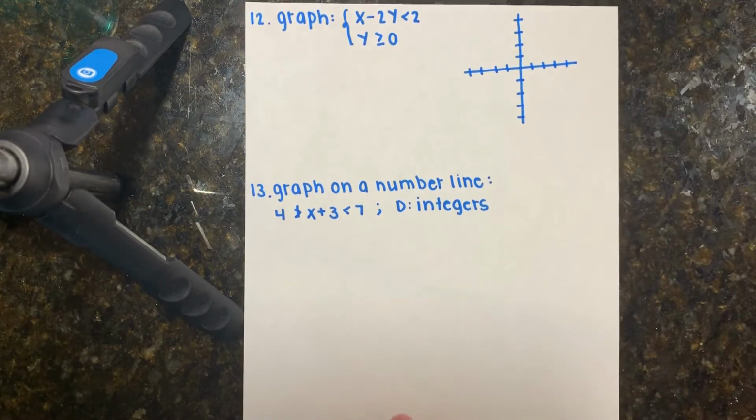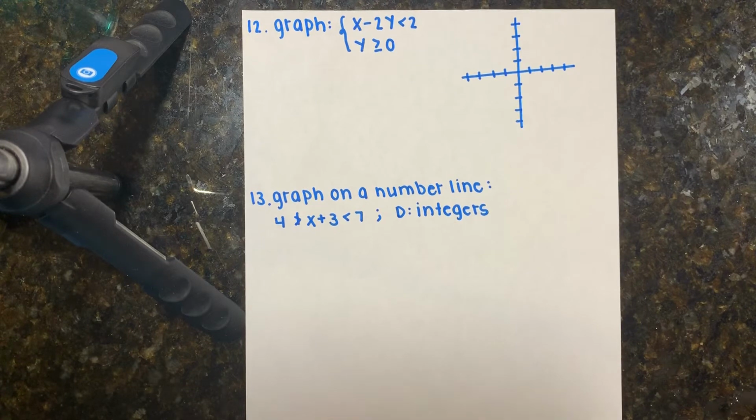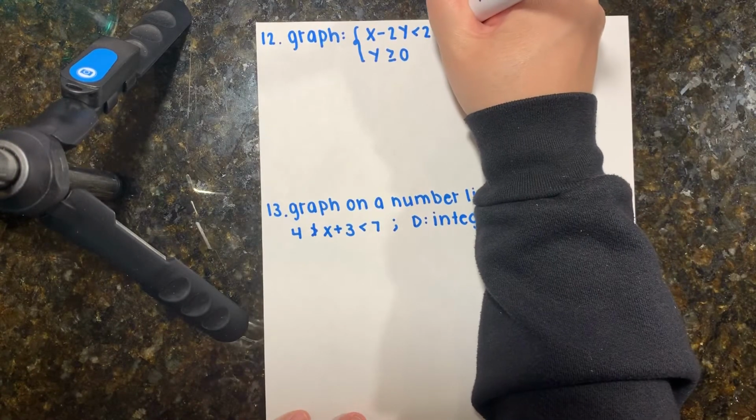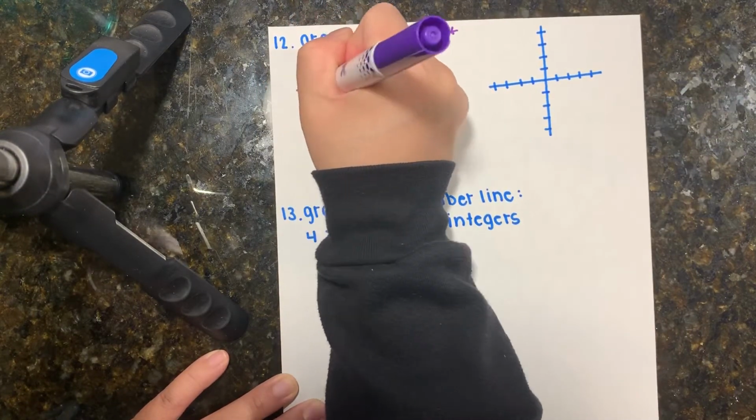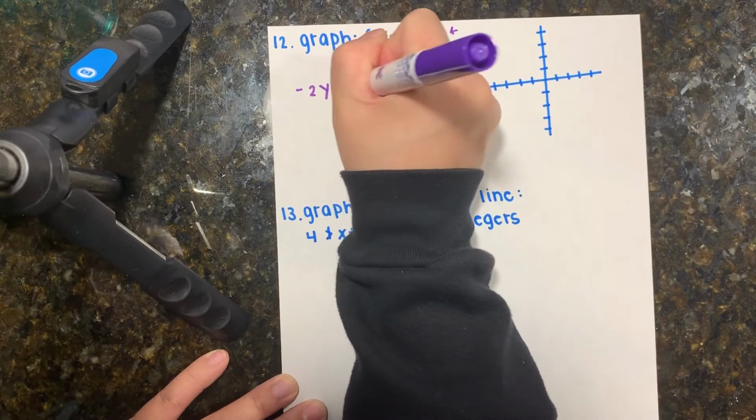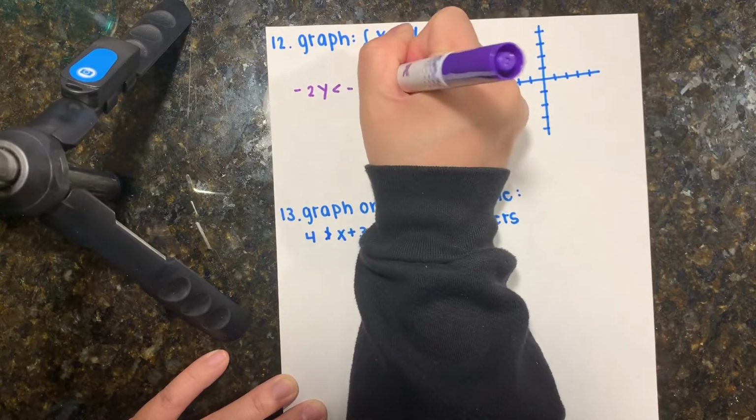Now moving on, we're going to look at number 12. The first thing that we have to do for number 12 is that we need to solve this top equation for y. So I'm going to start by moving the x to the other side. So that would be negative 2y is less than negative x plus 2.